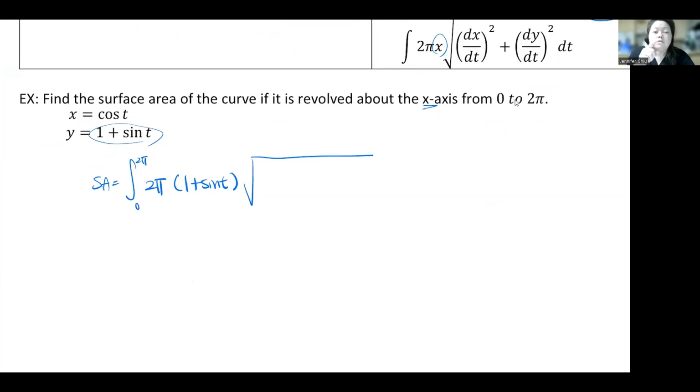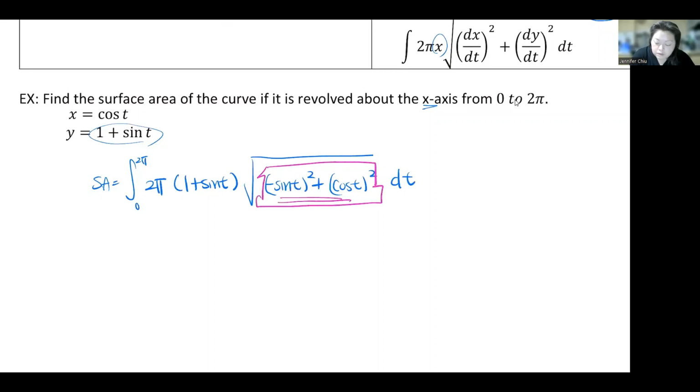The x component is cosine t, the derivative of that will be negative sine t, square that, so negative sine t squared. And then the y component is 1 plus sine t, the derivative of that is cosine t, squared, dt, and you can see, right, this becomes sine squared t plus cosine squared t, and once again this is a lovely 1, so that goes away nicely.